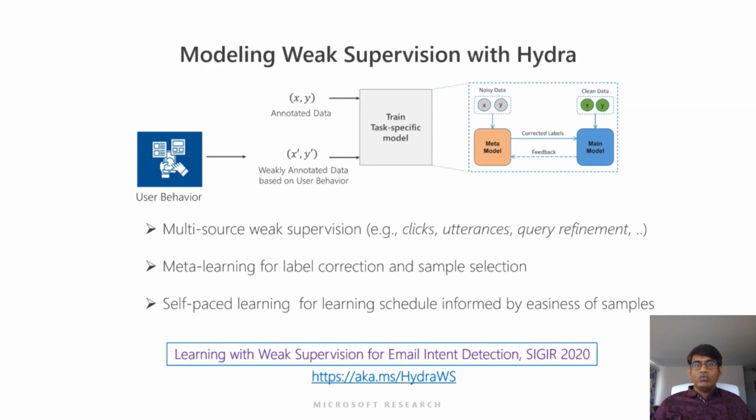We develop Hydra with the following features. It can exploit signals from multiple weak sources of supervision like user clicks, utterances, and query refinement. It leverages meta-learning for sample selection as well as to correct the noisy labels. Additionally, to obtain a better training schedule, it leverages self-paced learning as a form of curriculum learning to select samples by their easiness to learn from.